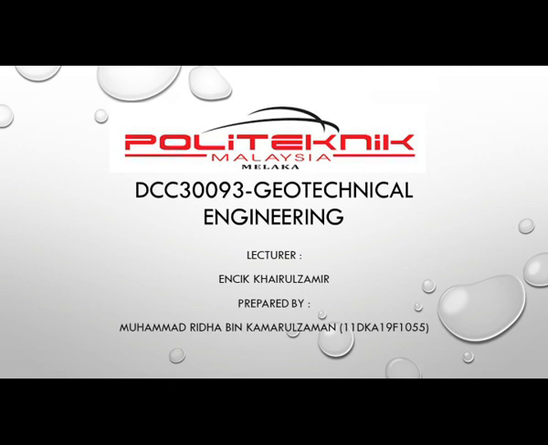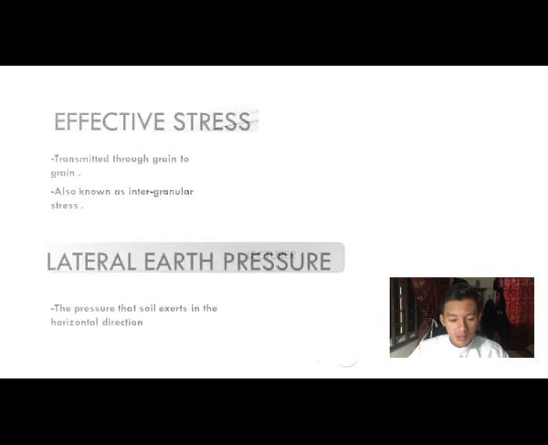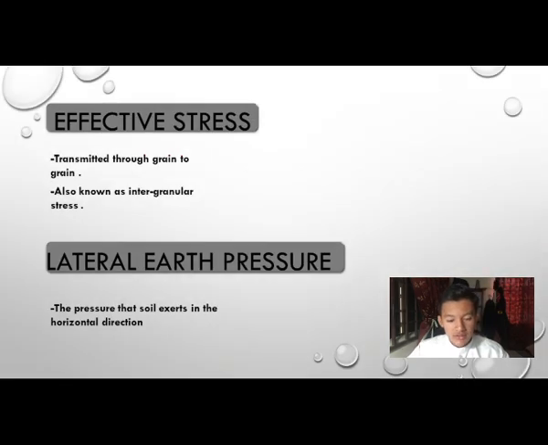In this presentation, I will explain to you guys about the effective stress and lateral earth pressure. So let's get started. Okay, in this slide I will explain about the effective stress and lateral earth pressure. Firstly, the effective stress is transmitted through grain to grain. It's also known as intergranular stress. That means the stress and the compressibility of the soil depends on the stress within the solid granular fabric.